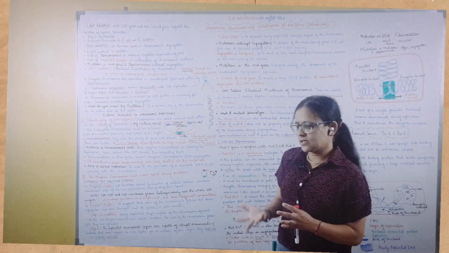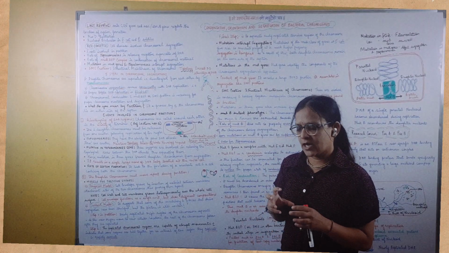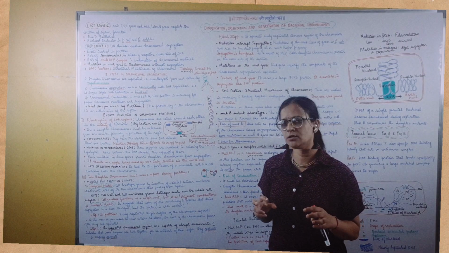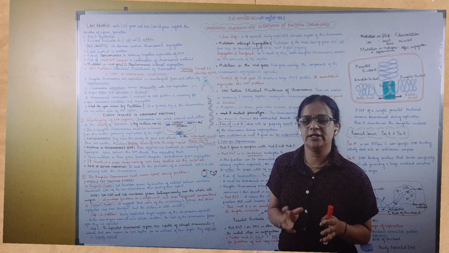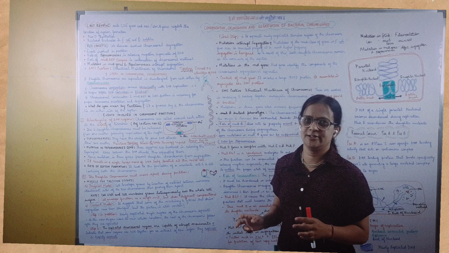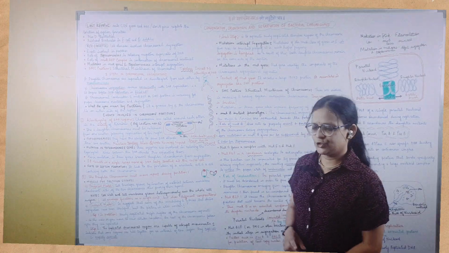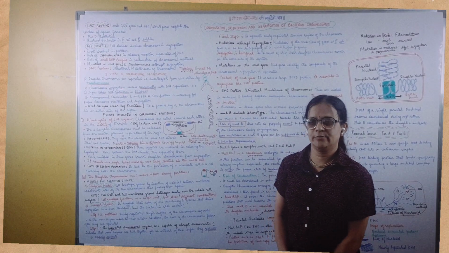Once the replication is over, there is termination of replication, and after the termination, the strands are again condensed. The DNA material is again condensed, properly oriented and then segregated. Now why should this condensation occur? There is a problem in case of prokaryotic DNA replication.